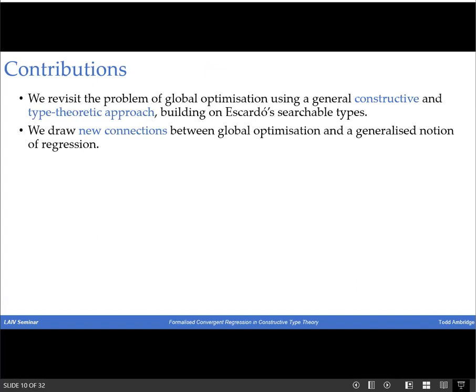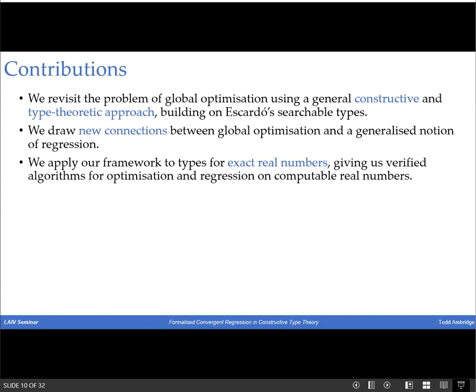And furthermore, we draw connections between these initial results and a generalized notion of parametric regression algorithms, which was a keen interest to us at the start. And like I say, we have to ensure that these verified algorithms are at least somewhat useful to us. They may be very inefficient, but they have to relate in some way to what people would like to do with optimization or regression or machine learning.